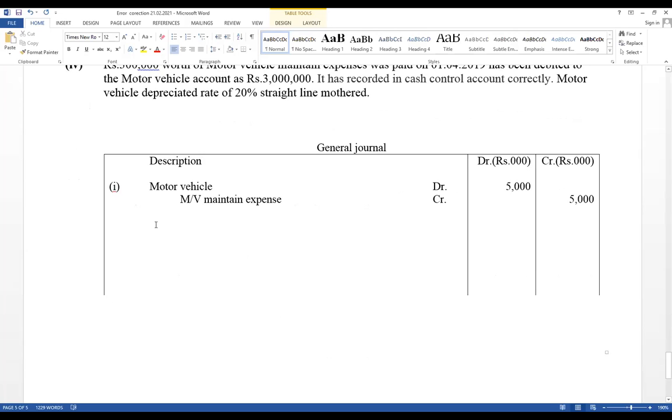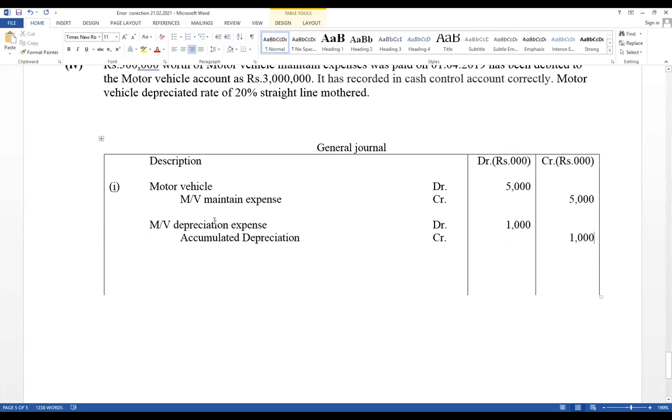Like depreciation expense account debit, accumulated depreciation account credit 1,000. Record it also. Narration can be written together. Motor vehicle depreciation expense account debit, value equal 1,000, as well as accumulated depreciation account credit, value equal 1,000.